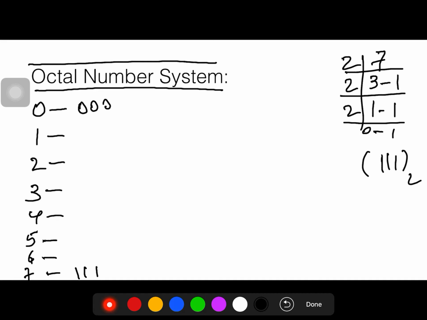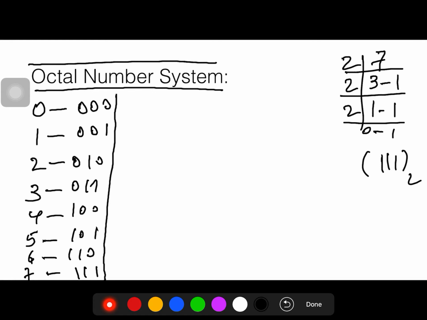Each of the numbers in octal is represented in binary by 001 010 011 100 101 110 111. This is the binary representation of octal numbers.